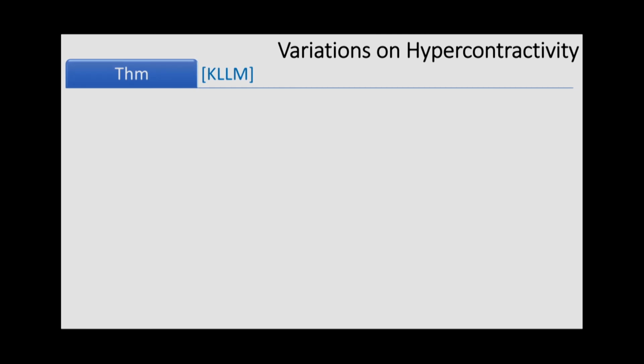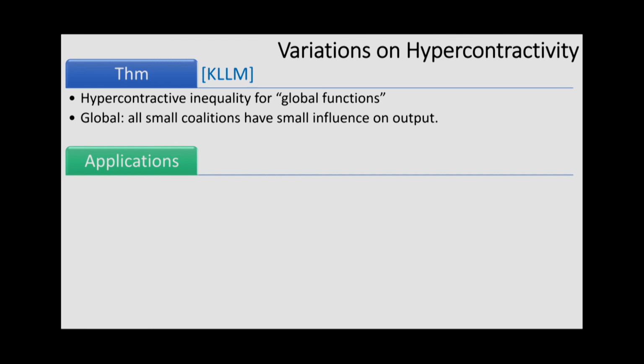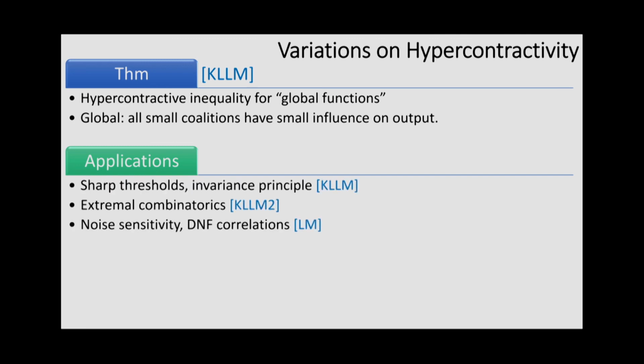This is a joint work with Keevash, Lifshitz, and others, where we show a hypercontractive-like inequality for global functions, where again, global means that no small coalitions have large influence. So this is a fairly new tool, but already we have some applications for it. We have some application for sharp thresholds. We can show the invariance principle. We have some application to extremal combinatorics, noise sensitivity on the p-biased cube, and more.